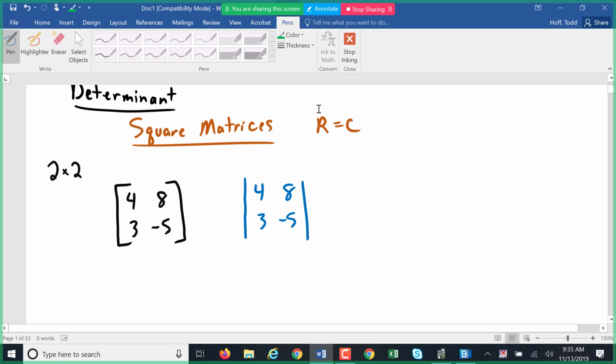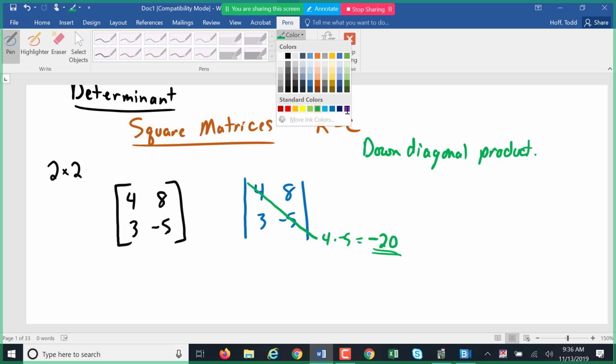For a 2x2 matrix, we have a down diagonal product. That is found by starting at the top left and going down diagonally like that and multiplying those numbers together. 4 times negative 5 is a negative 20. Negative 20 is the down diagonal product.